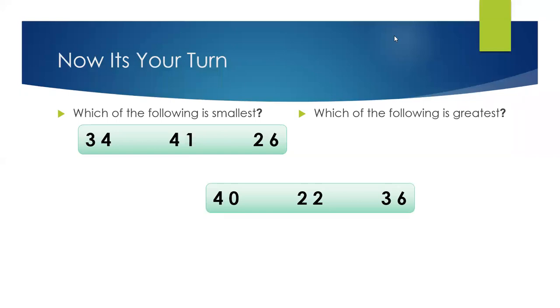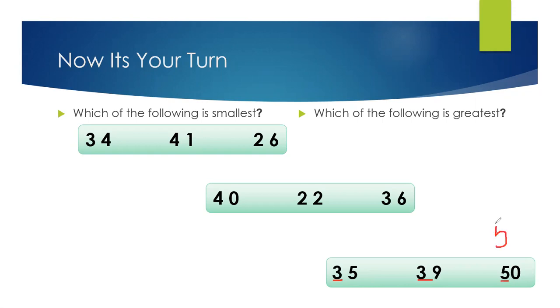Now let us move to the third example, and here we go. Here again we have the same number of digits. So firstly we will compare their first digit of the highest place value. Here we have 3, here we have 3, here we have 5. Oh, 5 is the greatest. So we can say that 50 is the greatest. Now how to find the smallest? Because here is also 3, here also 3. So which of these is the smallest?